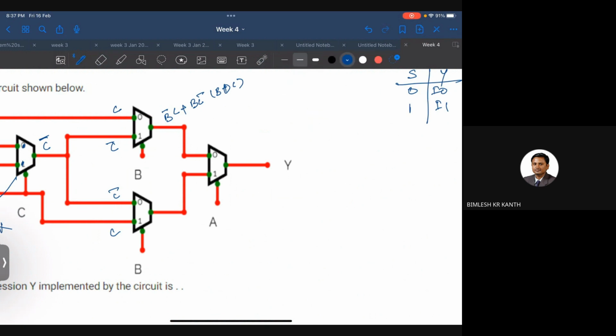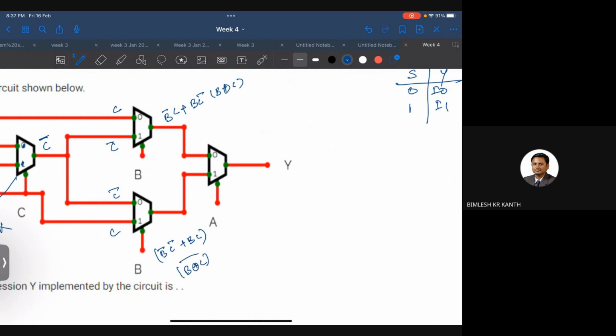Below, the same input will not come, we will get a different one. So this will be B bar C bar plus BC, which is the same as B XOR C whole bar. Correct.